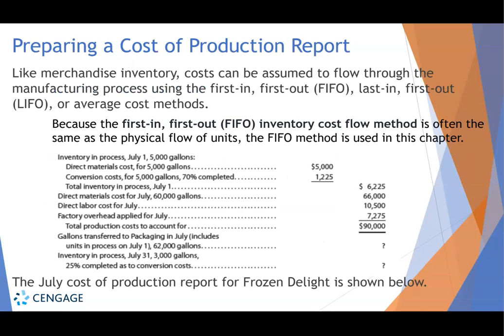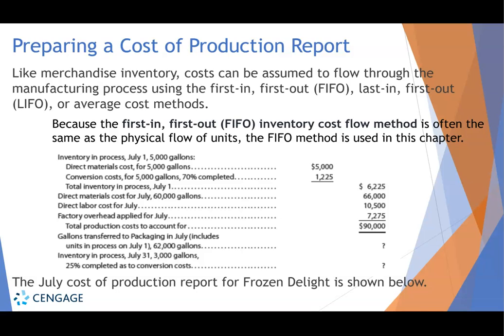Now, by preparing a cost of production report, the cost of the gallons transferred to the packaging department in July and the ending work in process inventory in the mixing department are determined. These amounts are going to be indicated by the question marks.